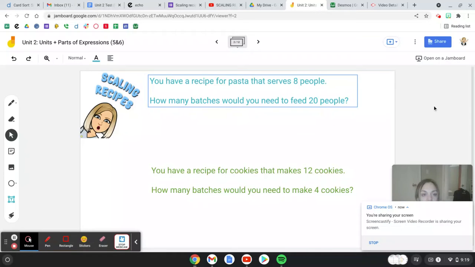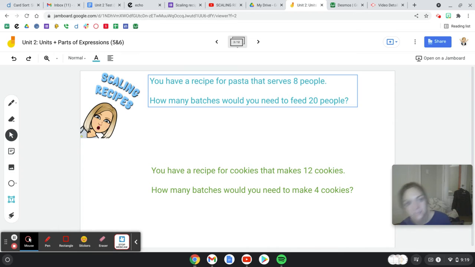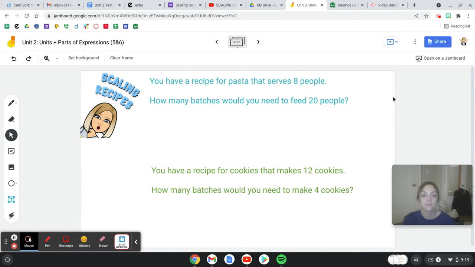Okay, so this video is going to explain a little bit more how we can scale recipes. When we're scaling a recipe, that means we're either making the recipe bigger or making it smaller, and our problem is going to tell us which one we're going to do. So if I'm looking at this blue problem, it says you have a recipe for pasta that serves 8 people. How many batches would you need to feed 20 people?